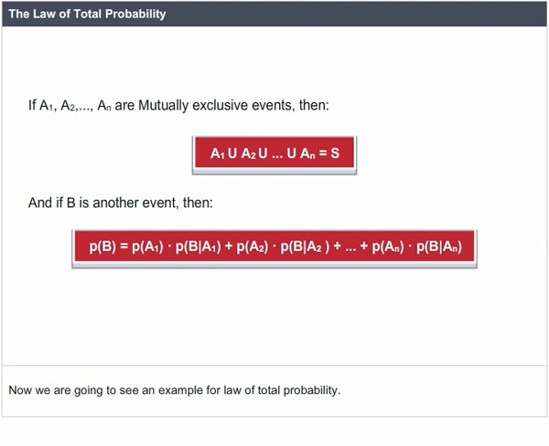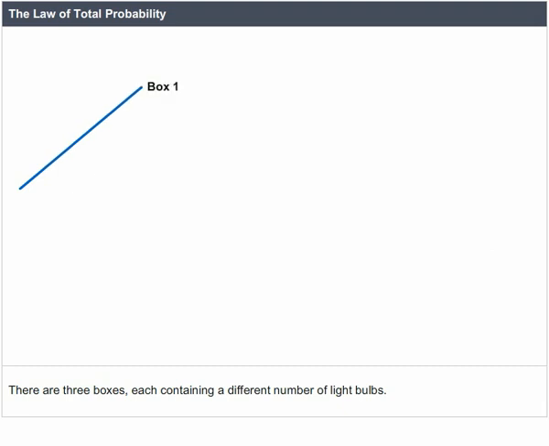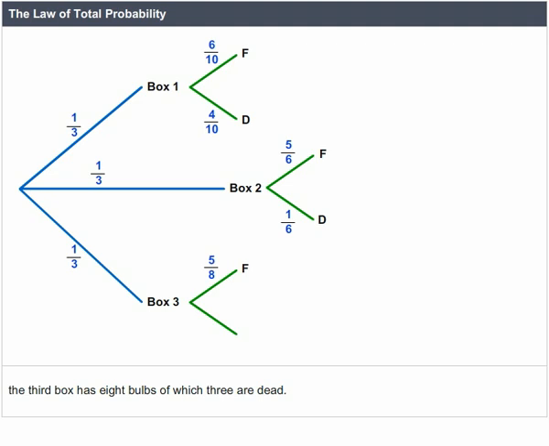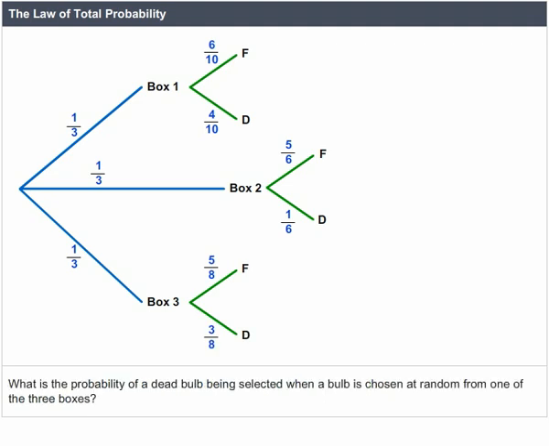Now we are going to see an example for the law of total probability. There are three boxes, each containing a different number of light bulbs: box 1, box 2, box 3. The first box has 10 bulbs, of which 4 are dead. The second has 6 bulbs, of which 1 is dead. And the third box has 8 bulbs, of which 3 are dead. What is the probability of a dead bulb being selected when a bulb is chosen at random from one of the three boxes?